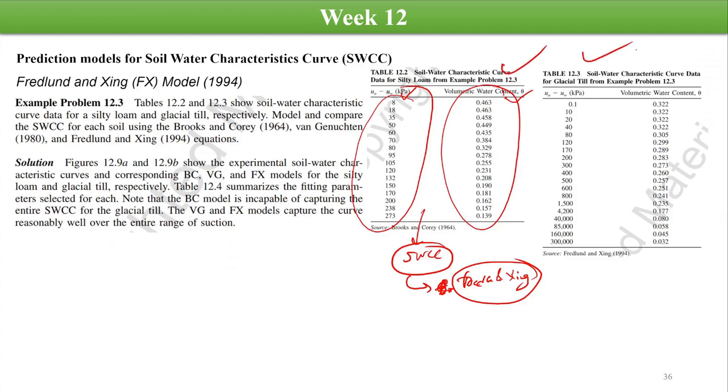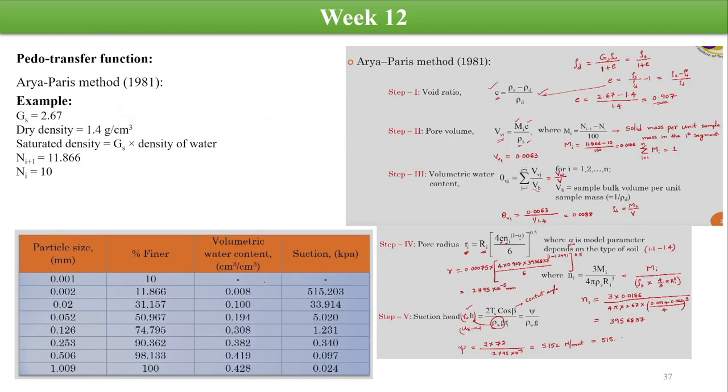So like here there are two soils. One is the silty loam and one is the glacial till, and we have the laboratory data for both. Then based on this laboratory data, we can determine the best fit parameters, and these parameters will give you a curve that will be the best fit for this particular data set. So I hope it is fine.